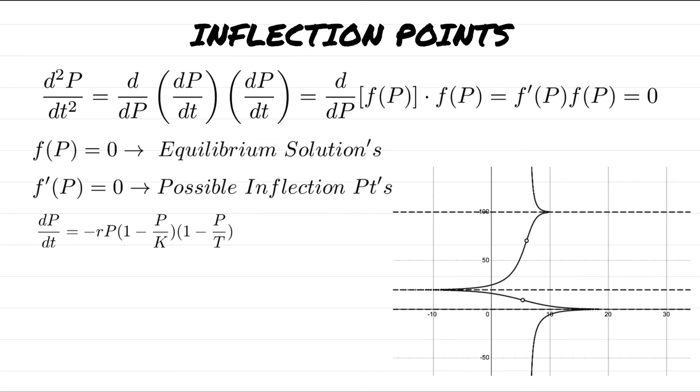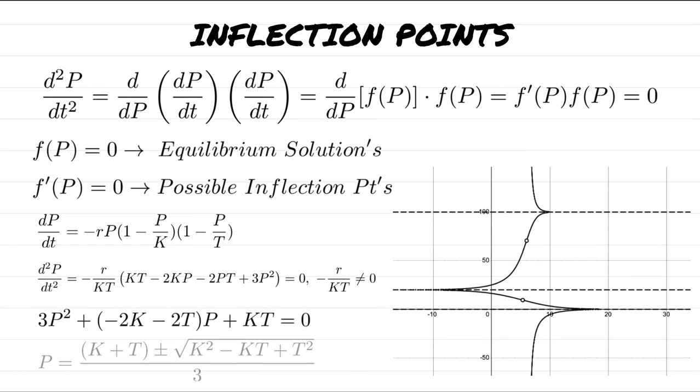Now, if we take a look at our model and differentiate the right-hand side of the equals sign with respect to p, we get that our inflection points can be found by p equals (k plus t plus or minus the square root of k squared minus kt plus t squared) over 3. The k plus t plus the square root represents the upper inflection point, and the k plus t minus the square root represents the lower inflection point.